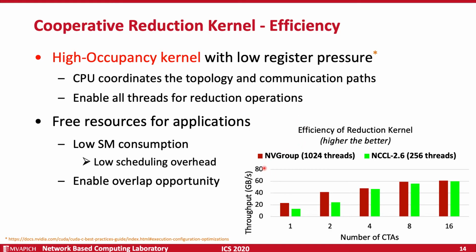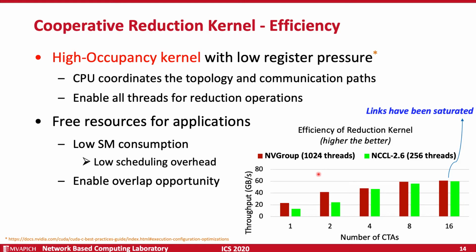To give you an idea, in the figure shown here, you can see NVGroup can use 1K threads in each CTA. 1K threads is basically the maximum number of threads you can use in one SM. Compared to NCCL, which can only use around 256 threads per CTA. So if I use just one CTA, the proposed NVGroup can achieve almost 2 times higher throughput compared to NCCL. Similarly with 2 CTAs. Of course, if you go up, at some point you saturate the NVLink, so there's no difference between NCCL and NVGroup.